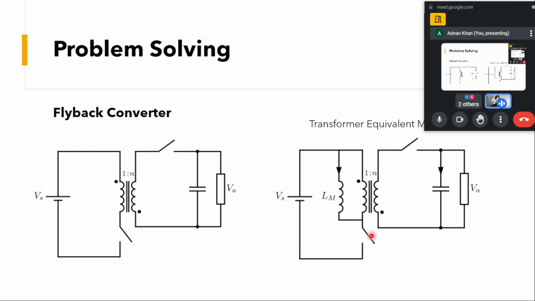Up till now this is clear, Shaikh? Up to this point it is clear? You can comment yes or no in the chat.